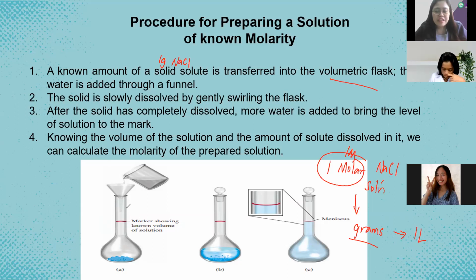And then after that, we will be shaking or swirling the solution inside just to dissolve the solid kasi sodium chloride is solid. After swirling, we will add more water until mapuno siya into the graduation mark. So that will now signify na 1 liter of solution na ang laman ng flask na ito and na-dissolve na yung solute natin. So that's how, class, we prepare a solution na meron tayong target na concentration. So again, that is our process.